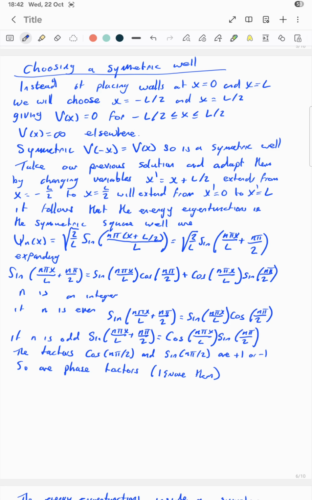For a symmetric well, we take our previous solutions and adapt them by changing the variables again and extending this. We extend from x prime to 0 to x equals 0. It follows that the energy eigenfunctions of the symmetric square well are here after a little algebra, where n is an integer. If n is even we get this, if n is odd we get this. The factors of cosine n pi over 2 and sine n pi over 2 are plus 1 and minus 1, so they are phase factors. We can just ignore those for these purposes.